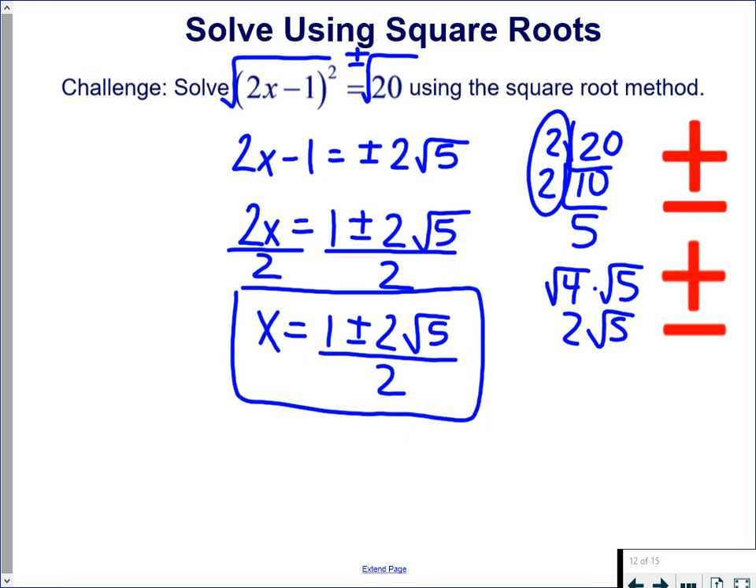Okay? Now, notice how every single problem we've been doing is to the second power. It's all squared. It's a quadratic. You should have 2 answers every time. And we have. We've had the plus or minus, so that makes 2. Same thing here. My solution is 1 plus 2 root 5 over 2 and 1 minus 2 root 5 over 2. So I still have my 2 answers.